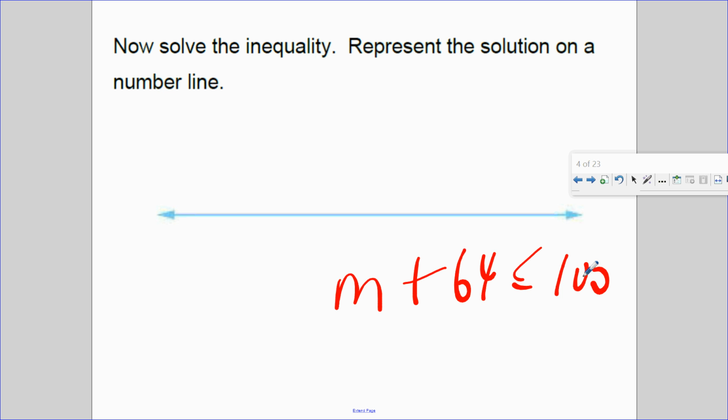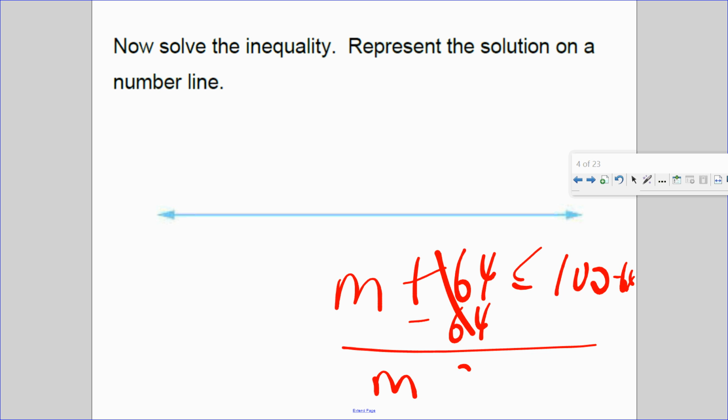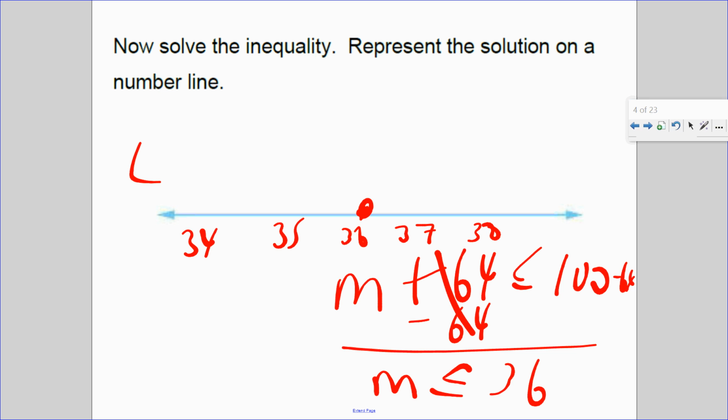Again, how do you solve an inequality? You have to isolate the variable m. You do the inverse operation. So I subtract 64, cancel. So for the remainder of the month, she can send less than or equal to 36 messages. Let's graph this. So it includes 36, 37, 38, 35, 34. Remember, a number line goes from least to greatest, so she can send less than or equal to 36. So we shade less than 36, and include 36.